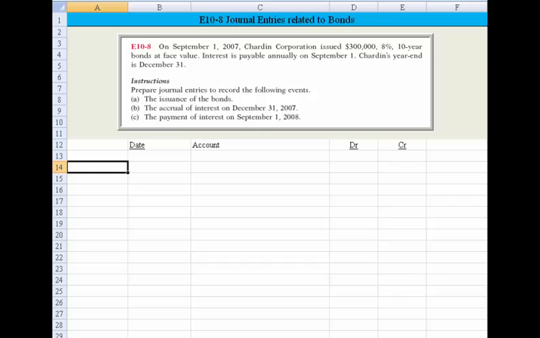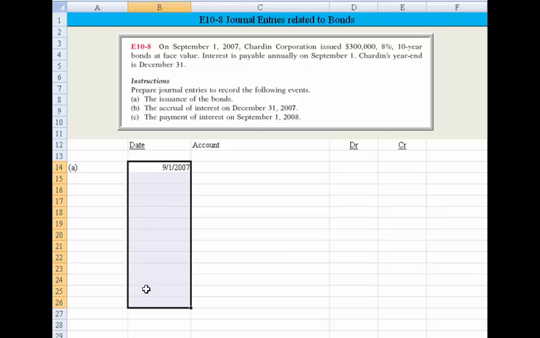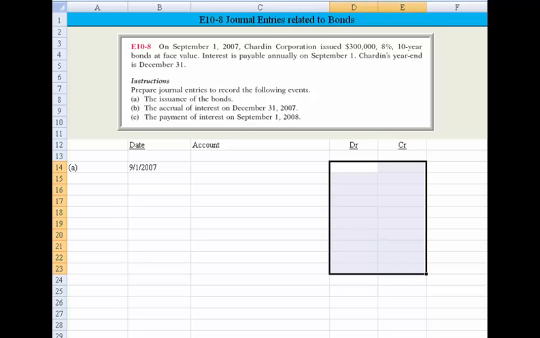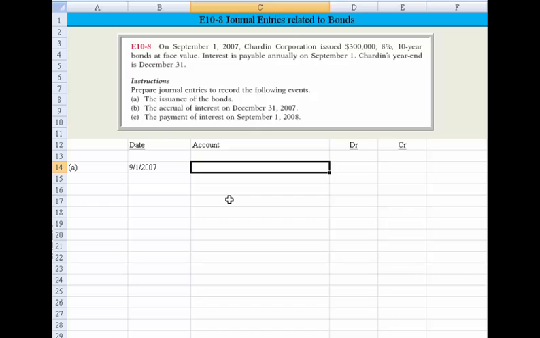First, on Part A, let's prepare or record the issuance of the bonds. So this takes place on 9/1/2007. Why don't we left justify those? We'll format this into commas with no pennies. Okay, well, we issue the bonds for 300,000. So we're doing the easy part first.